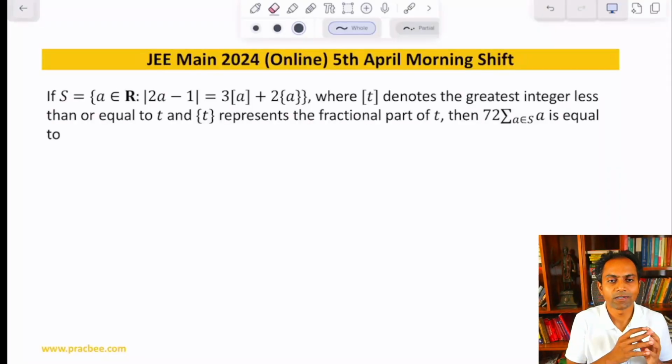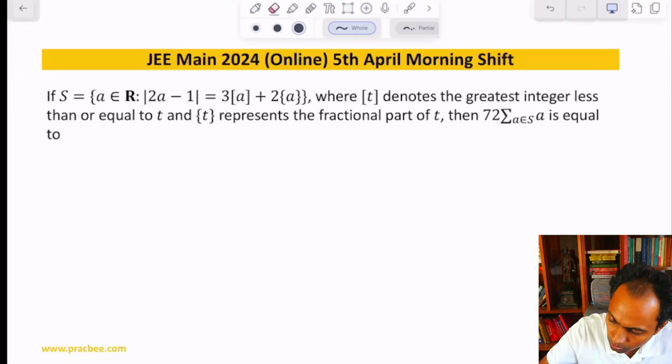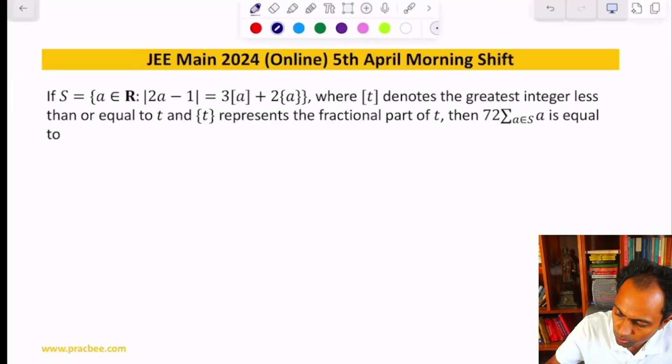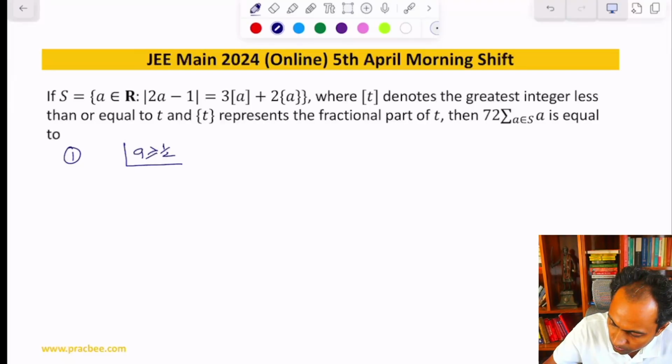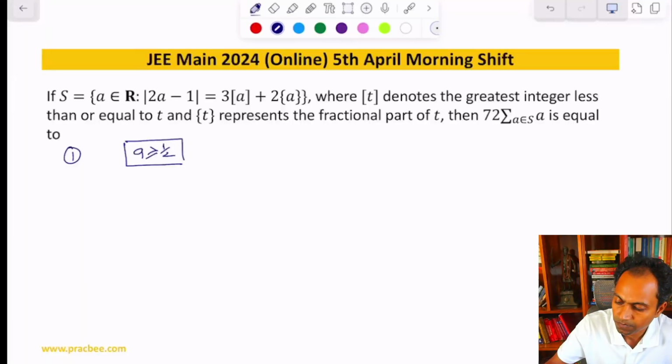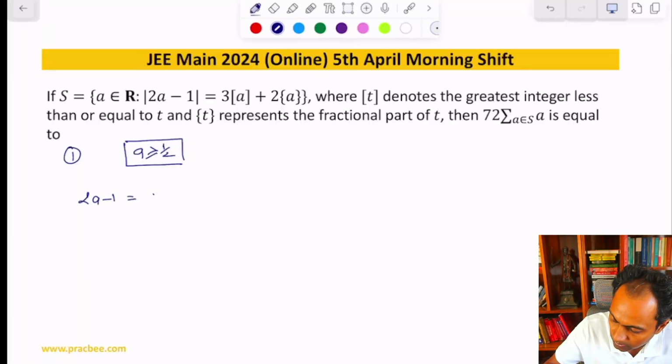Now, one category of questions can be solved by putting GIF as t, but this is another category of questions where you won't be able to do that, and this is a very typical question. So how to handle this question? The first idea would be to remove this modulus sign. In the first part, I will consider two cases. Case 1: a is greater than or equal to 1 by 2. If I consider this, the modulus will open with a positive sign, and I have 3 times GIF of x plus 2 times fractional part of x.